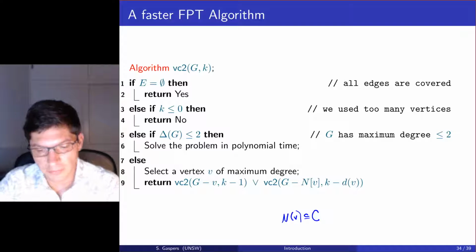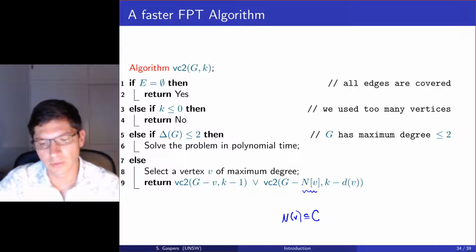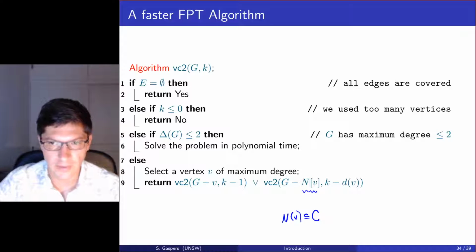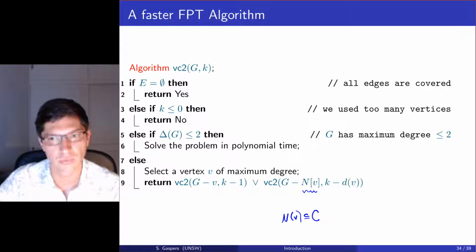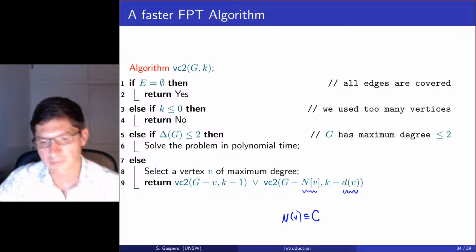So those are the neighbors of v. But what we delete from the graph is the closed neighborhood of v. So the closed neighborhood of v, written with square brackets, includes v and all its neighbors. So we can also remove v from the graph because it doesn't have any incident edges anymore after we deleted its neighbors. So we can delete v and all its neighbors. But k decreases only by the number of neighbors.